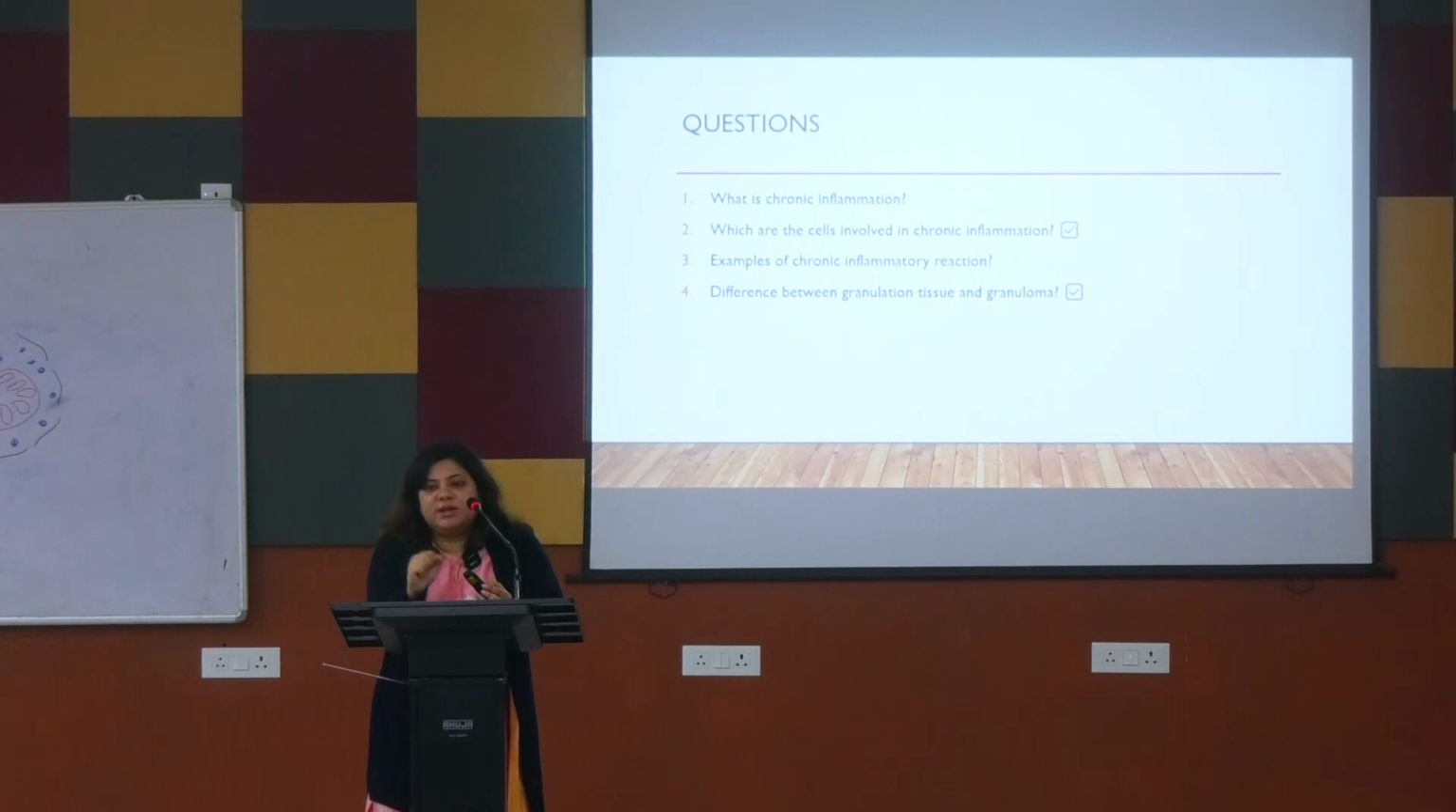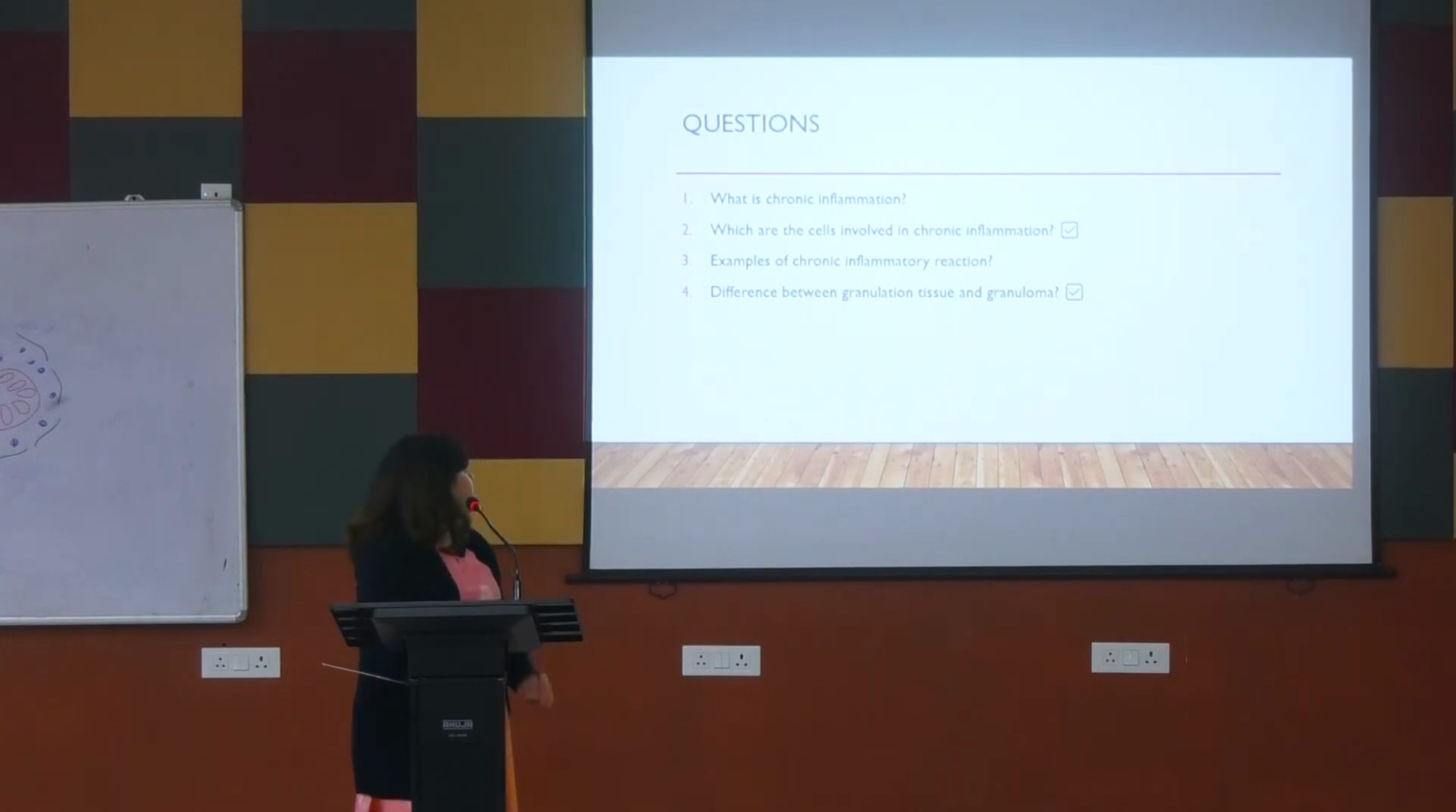Where mononuclear cell infiltration, tissue destruction, and attempts at healing are taking place simultaneously. This is the definition of chronic inflammation. Right, sit down. Cells involved in chronic inflammation.